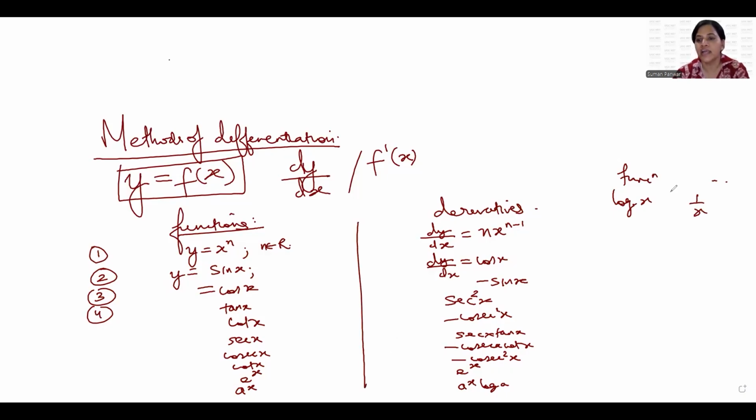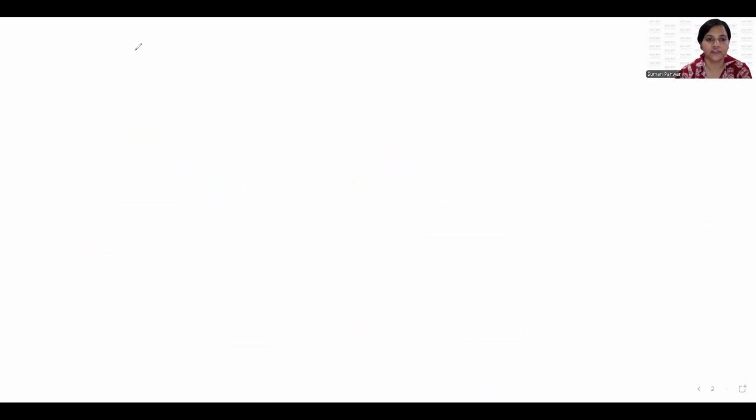So these are some standard formulas which you must know to calculate the derivative of function y with respect to x, where y is explained in terms of x. Now we will be discussing rules of differentiation first. So what are the rules of differentiation?